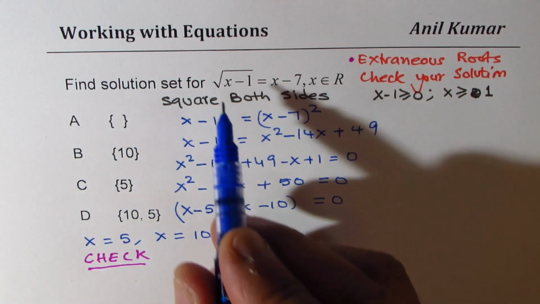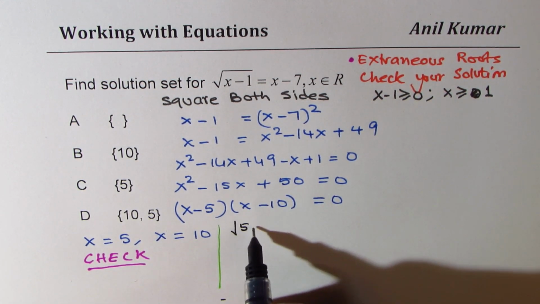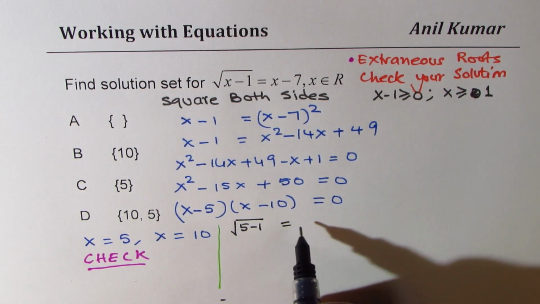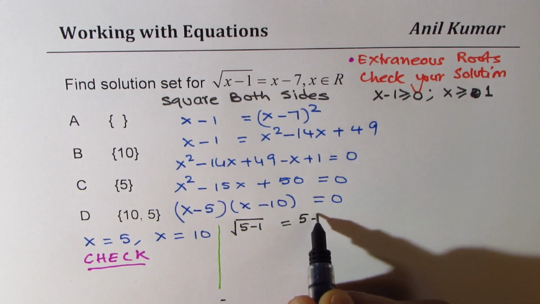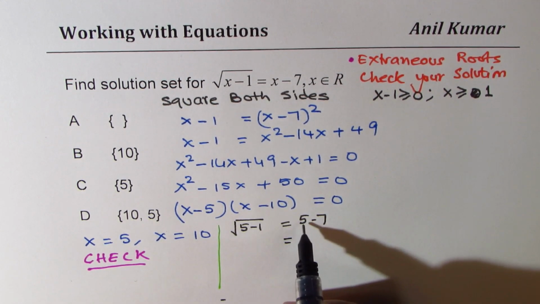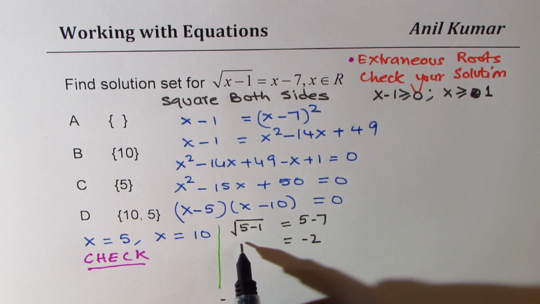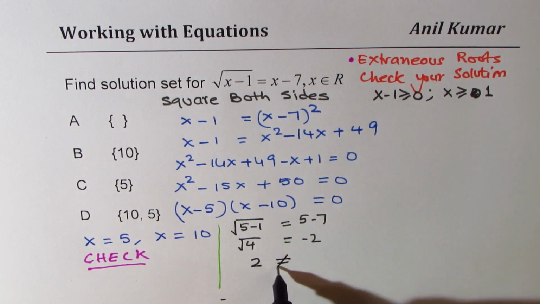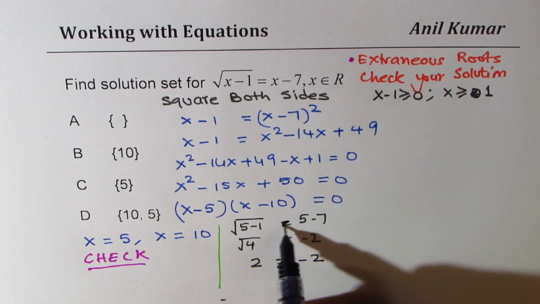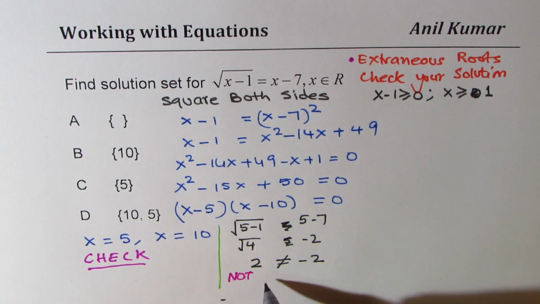So let's check 5. If I substitute 5 here, I get square root of 5 minus 1. On this side, let me not write equal to. What we get here is 5 minus 7. Well, clearly 5 minus 7 is negative 2. And this is square root of 4, which we know is 2, right? So 2 is not equal to negative 2. Do you understand? So it doesn't work, correct? So this is not correct.